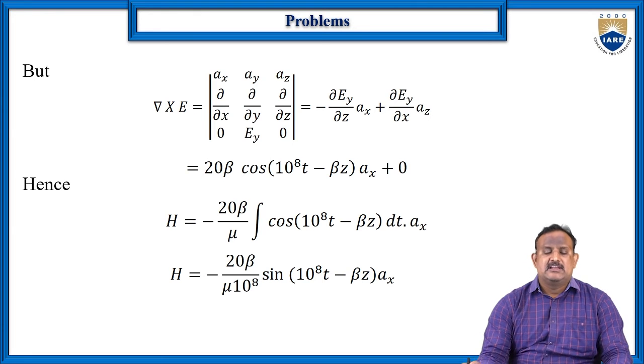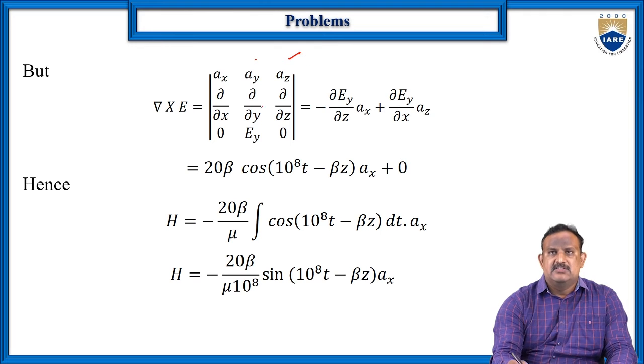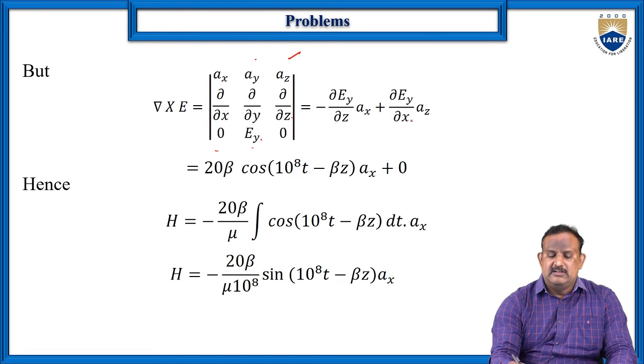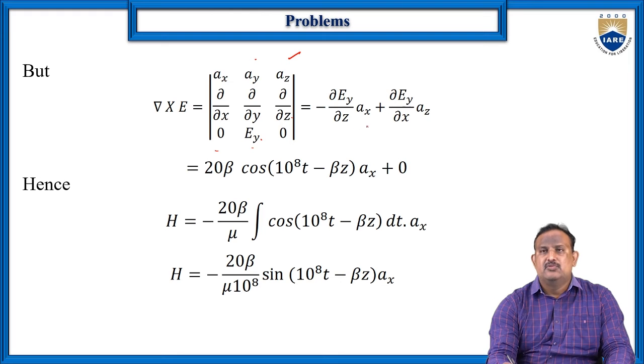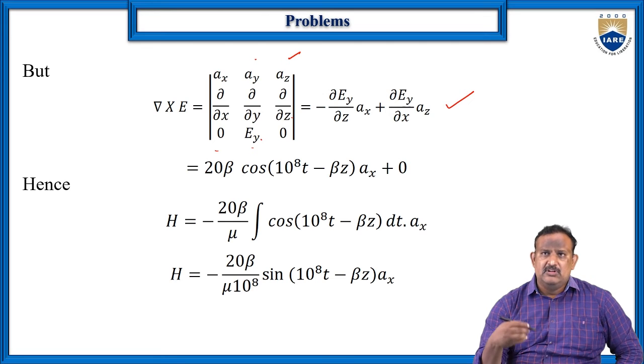We can find the del cross E by using the determinant of a matrix. Here AX, AY, AZ is given, dou by dou X, dou by dou Y, dou by dou Z, and we have only EY given: 0, EY, 0. If you find the determinant, it is minus dou EY by dou Z into AX plus dou EY by dou X into AZ. So we need to find out the determinant value.